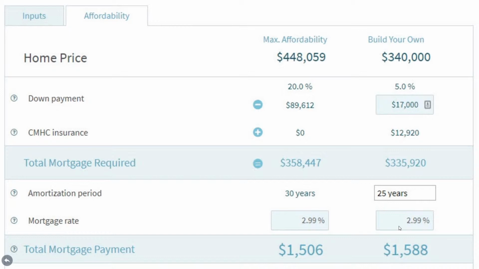It'll show you how much the total mortgage is required. It's based on a 30-year amortization, and you can also punch in the mortgage interest rate. I think I did adjust this. You'll want to put in an interest rate based on what you are able to get or what you found once working through a mortgage broker or your bank.